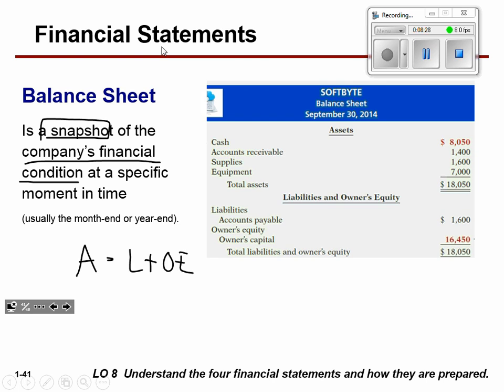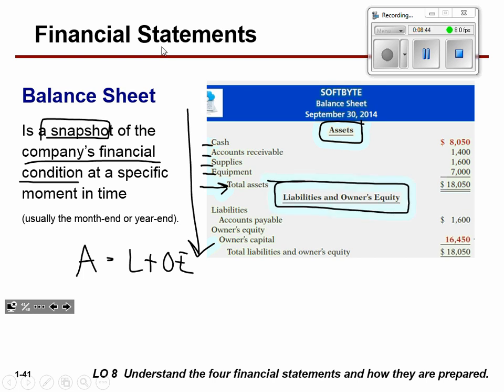It's ALOE, vertically. You see a heading that says assets. It lists each of them and then says total assets. It's got a heading that says liabilities and owner's equity, listing each of them, totaling them, and lo and behold, the numbers equal because of ALOE. It's this same assets equal liabilities plus owner's equity, just vertically stacked instead of spread across horizontally. You've been doing balance sheets the last few days and you didn't even know it.